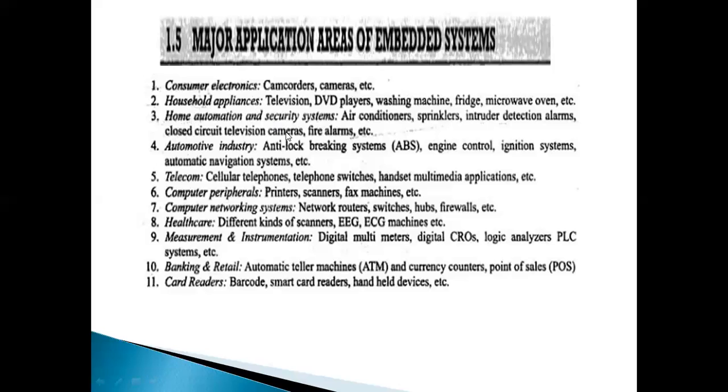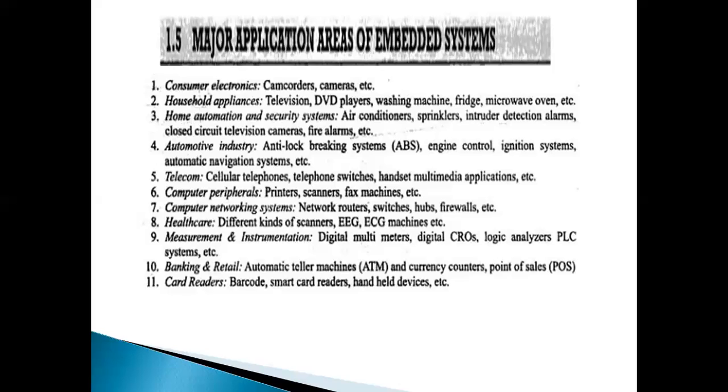Next, home automation and security: air conditioners, sprinklers, detection alarms, closed circuit television cameras, and fire alarms also use embedded systems. The automotive industry has anti-lock braking system, engine control, ignition system, and automatic navigation systems as examples. For example, in your vehicle, the status of the vehicle, like the level of fuel and the kilometers run, is displayed on a digital display device that is connected to the centralized control system called an embedded system.